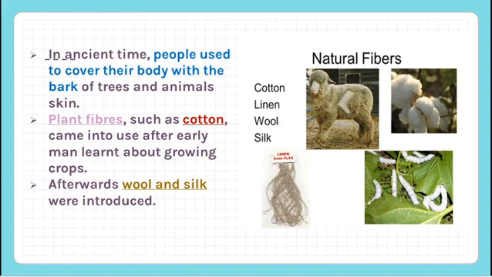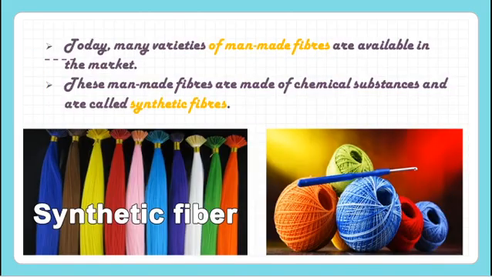Afterwards, wool and silk were also introduced. So apart from the cotton, we are using linen, wool, silk, etc. The linen is obtained from the flax plant. So we are using these natural fibers for clothing.